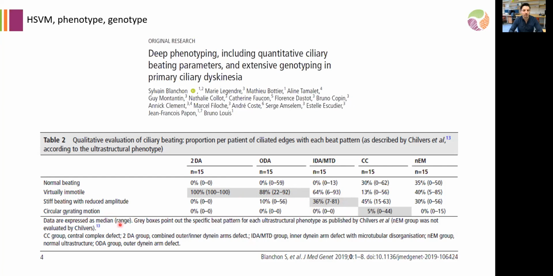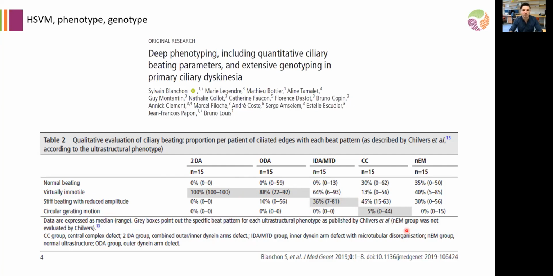But the circular motion was almost only found in the central pair defect, which will show that if you have a central pair defect, you don't always show a circular motion, but if you have a circular motion, you probably have a central pair defect. So that's it for the description of pattern.